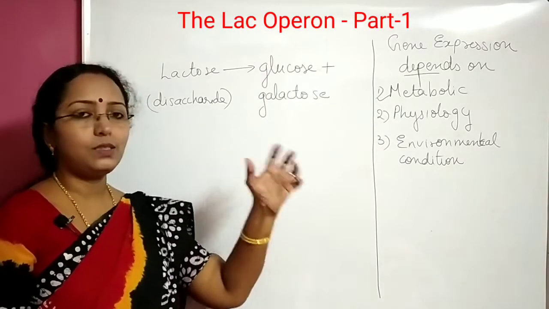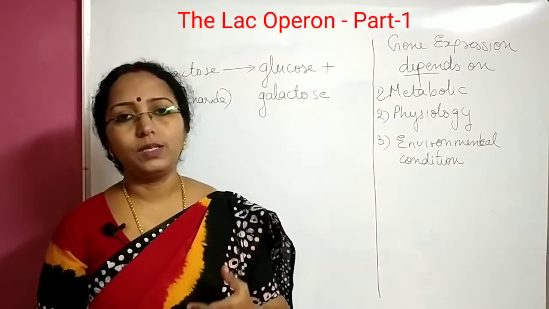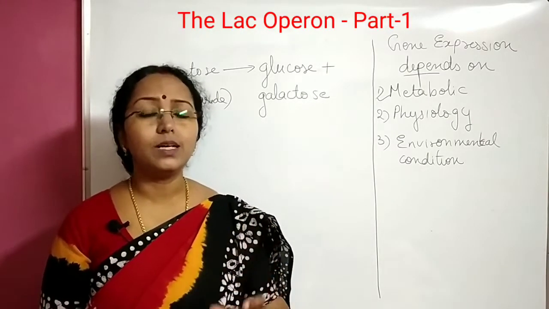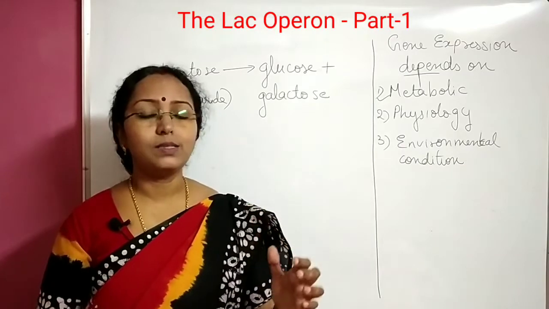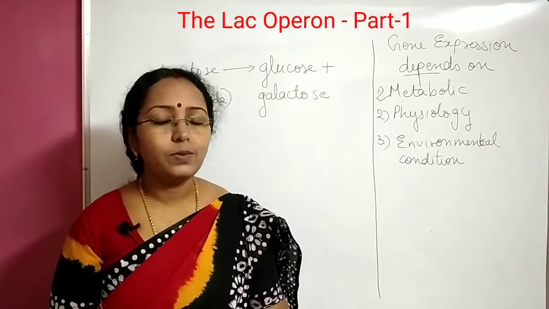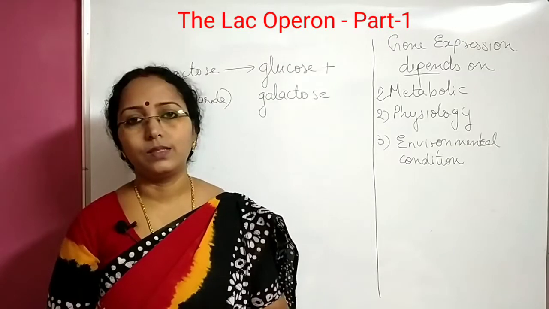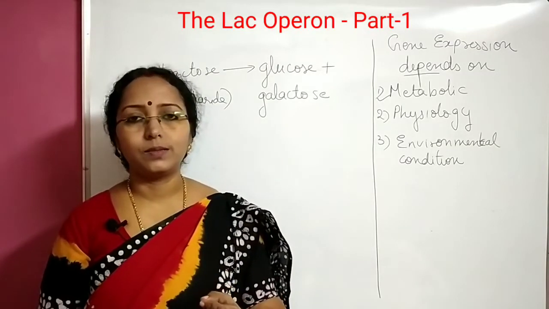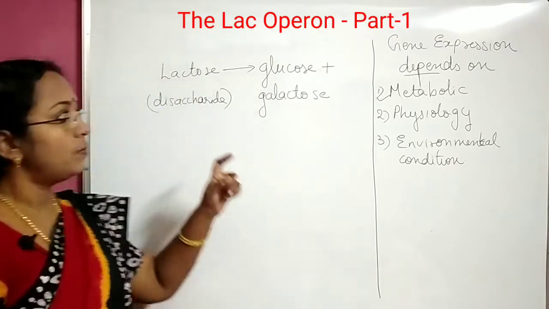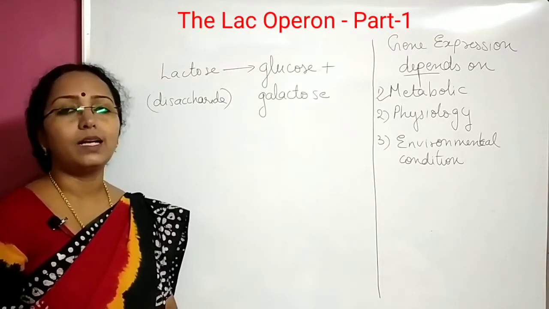Let me relate it to our own case. Suppose we have taken chapatis or idlis or dosas this morning, whatever it is. It is rich in carbohydrate, so that is a polysaccharide. Now it is undergoing digestion inside our body, and at last when it comes to our small intestine, it is getting broken down into glucose. So glucose is that monomeric unit. That is a metabolic process taking place in our body. Same way, this is a metabolic process in which lactose is getting converted to glucose and galactose.